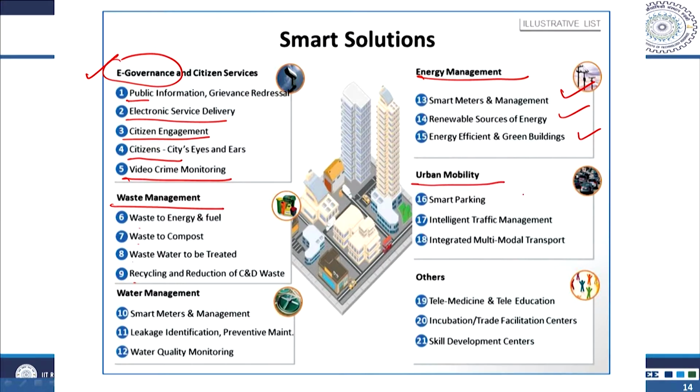In mobility, it is smart parking, intelligent traffic management, intelligent integrated multi-modal transport, and apart from that there are telemedicine, teleeducation, facilitation center, skill development center. Now, in the last lecture we have seen Amrut, which is basically targeted for basic infrastructure, water supply, sanitation and sewerage. Here you can see that the basic infrastructure is delivered in a more productive and more efficient way, sometimes using technology, sometimes using better processes and better systems. That is the difference between a smart city and the other cities.